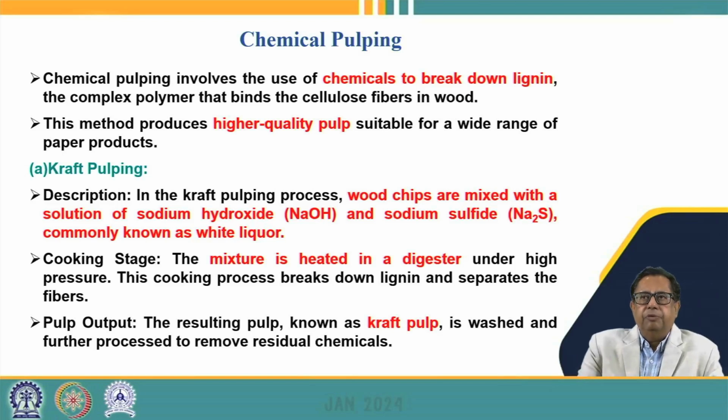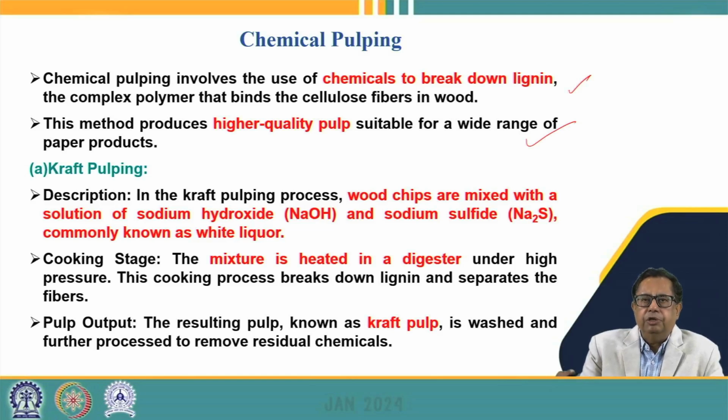So after the mechanical pulping, we may also go for a process called chemical pulping, where we use a number of chemicals which break down the lignin. This lignin is a very complex polymer that binds the cellulosic fibers very tightly. So we use a number of chemicals so that we can digest the lignin, and it comes out in the wastewater that is generated from there, and we get the cellulose fibers intact. These cellulose fibers can be used for the production of the pulp, and this may produce a very high quality pulp, which can be used for a range of paper products.